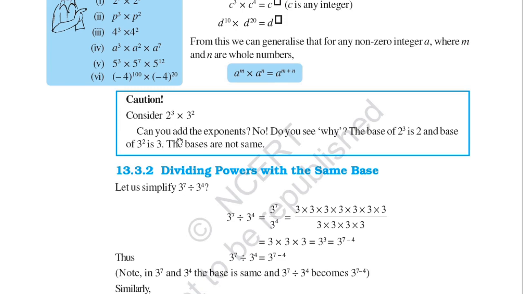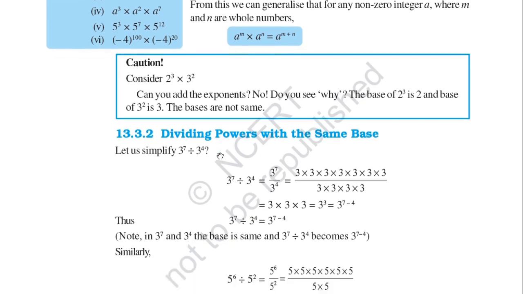Can you add the exponents? No. Do you see why? Because the base is not the same. The base of 2 to the power 3 is 2, and the base of 3 to the power 2 is 3. The bases are not the same, so you cannot add the exponents.